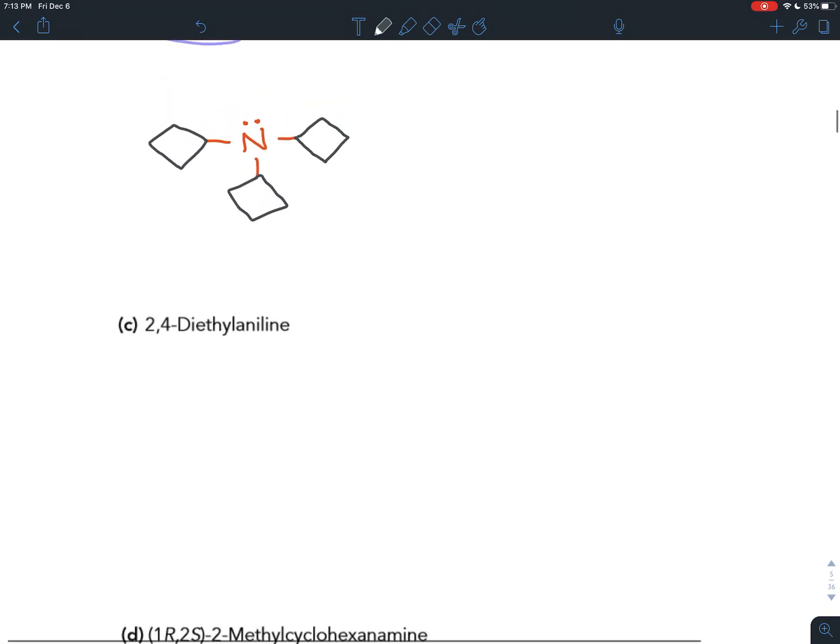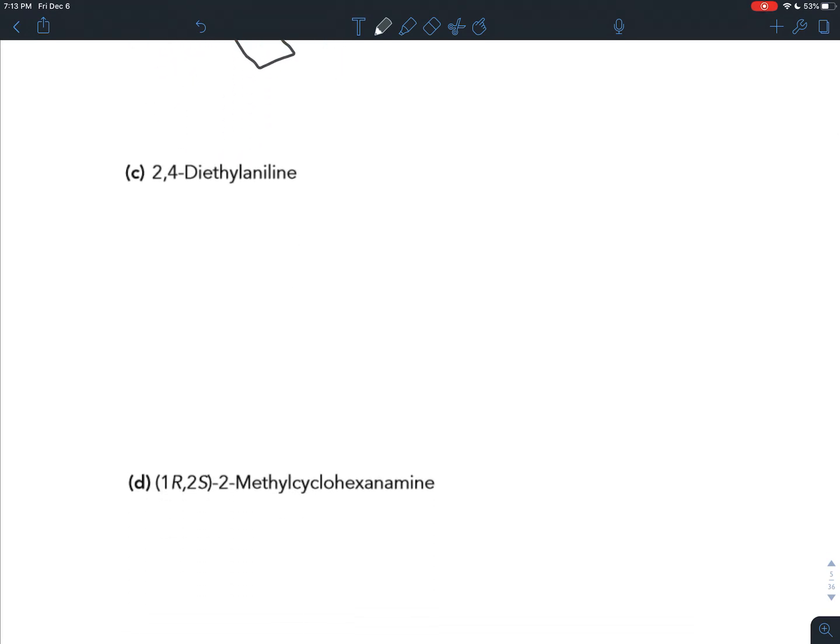Okay, if you look at C, it's 2,4-diethylaniline. Aniline was one of the benzene derivatives that you would want to know. So it's benzene with an amine coming off of it. So benzene, 6-membered carbon ring with alternating double and single bonds. You have a nitrogen, and the nitrogen has 3 bonds total. We already have 1 bond going to the benzene ring to make aniline, and so this is going to be our backbone.